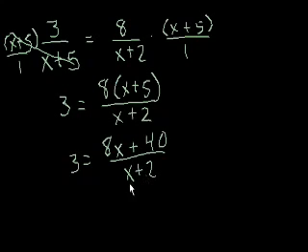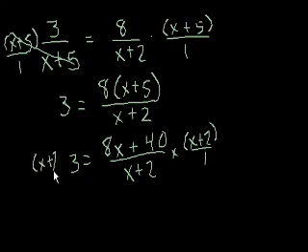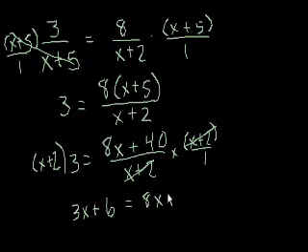Now we want to get rid of this x + 2, and we can do it the same way. We can multiply both sides of this equation by (x + 2)/1. We could just say we're multiplying both sides by x + 2. That 1 is a little unnecessary. So the left-hand side becomes 3x + 6. Remember, always distribute the 3, because you're multiplying it times the whole expression, x + 2. And on the right-hand side, well, this x + 2 and this x + 2 will cancel out, and we're left with 8x + 40.